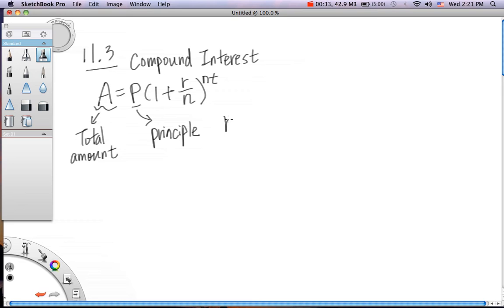R is referring to interest rate, and you just need to remember that this needs to be in decimal notation. And then N is the number of times compounding happens per year.